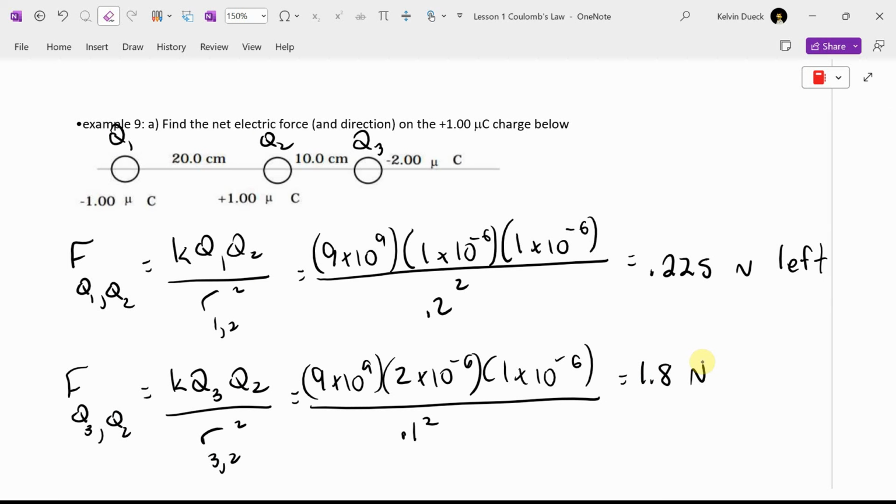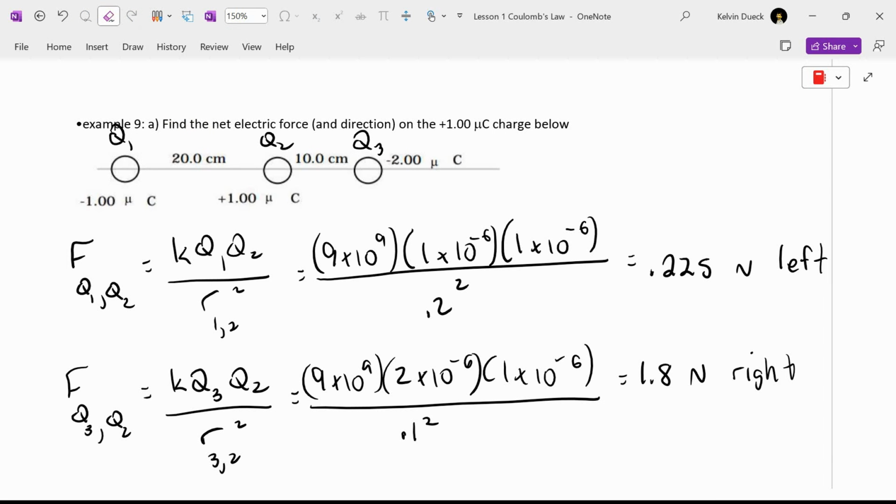Again, now we need to figure out the direction. Imagine charge 1 isn't part of the drawing at all. Which way is charge 2 feeling a force because of charge 3? Well, again, they're unlike. So unlike charges repel or attract? So it's feeling a force, yes, to the right. Let me erase this.